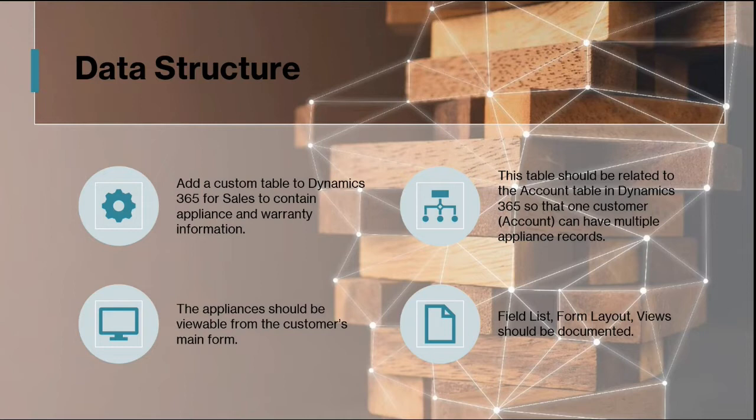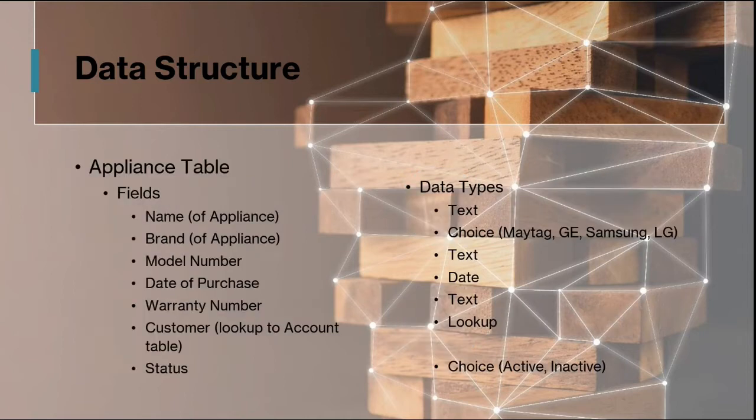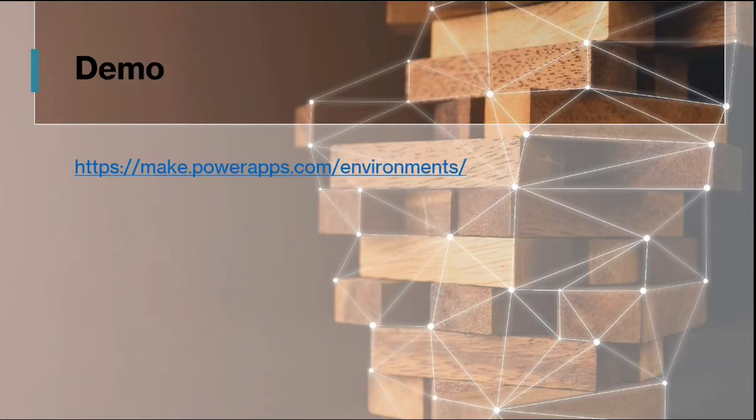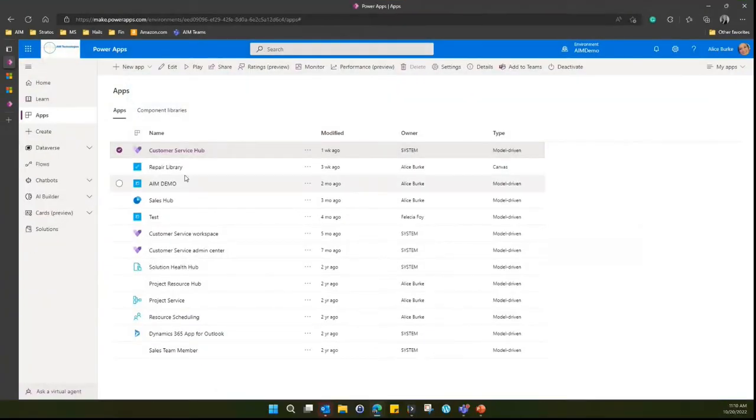prepared for this customization. So for example, this is what my appliance table is going to look like. It's going to have these fields, and these are the data types of those fields. Notice you can add text fields, choice fields, date fields, lookup fields, and there are quite a few other types of fields that you can add, but those are the ones that we're going to add today. And then we'll talk about the relationship. So this customer lookup to account table, that's where the relationship is going to come into play. So here we are. Sorry. All right.